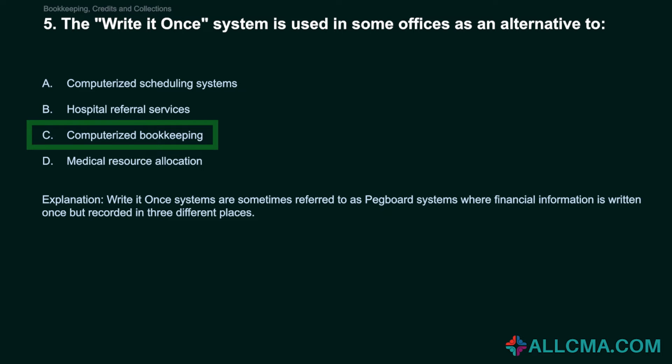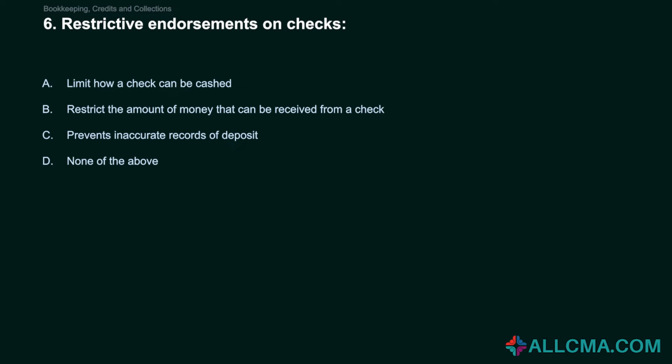Write It Once systems are sometimes referred to as pegboard systems where financial information is written once but recorded in 3 different places. 6. Restrictive endorsements on checks. A. Limit how a check can be cashed. B. Restrict the amount of money that can be received from a check. C. Prevents inaccurate records of deposit. D. None of the above. Correct answer, A. Limit how a check can be cashed.